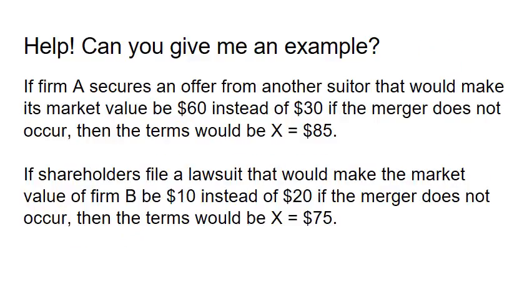Now, what if firm A secures an offer from another suitor that would make its market value 60 instead of 30? Well, its default value rises by 30 bucks, but when it agrees to the merger, under the Nash bargaining solution, it increases its payoff only by $15. It gets half the gain. X goes from 70 up to $85. Finally, if shareholders file a lawsuit that would make the market value of firm B equal $10 instead of 20, so now B's default value has gone down by 10, that means that A's payoff when they agree to merger is going to rise by 5.